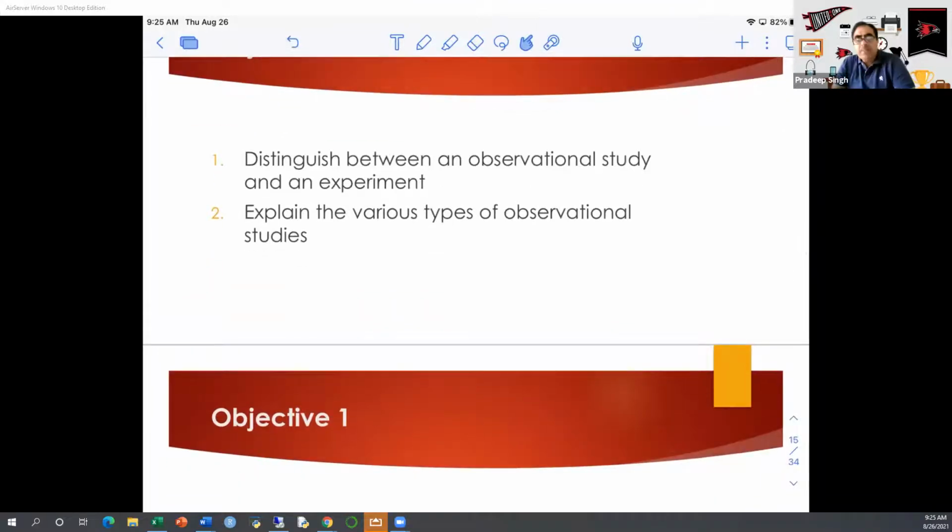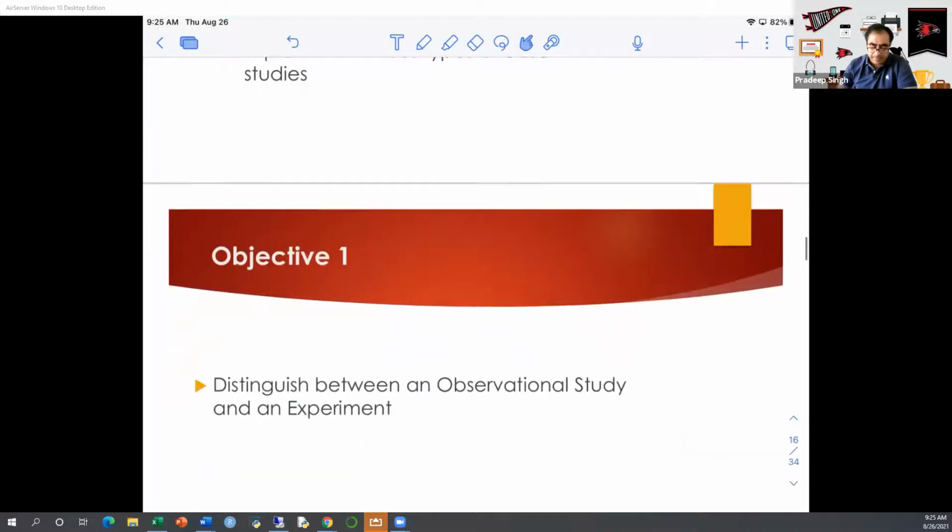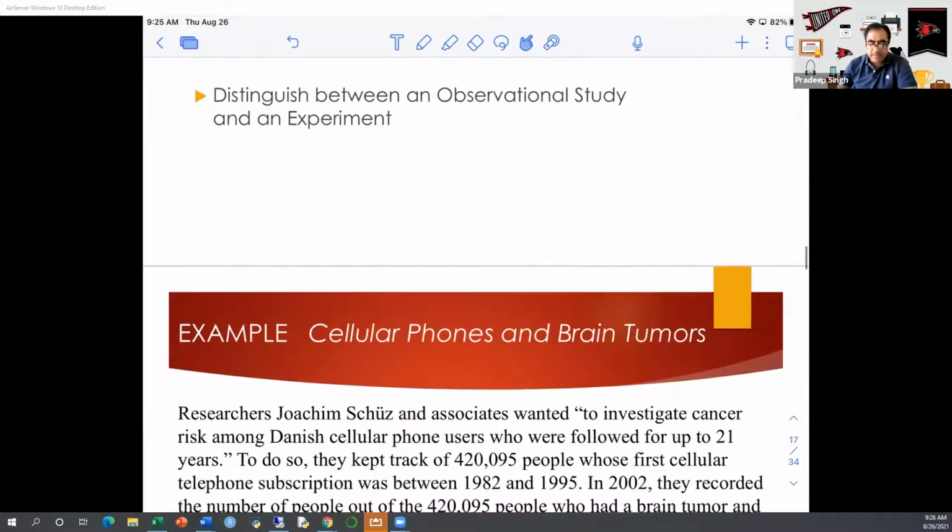Now the next one is that, once we have the data, we can talk about the studies. So we looked at the sampling methods last time. Here we are going to look at the observational study and an experiment.